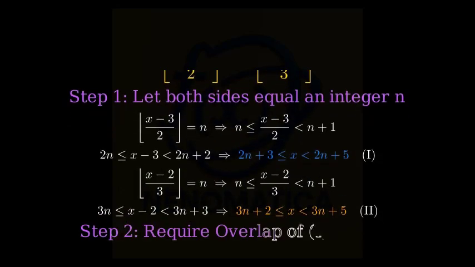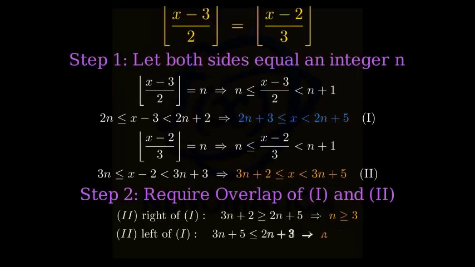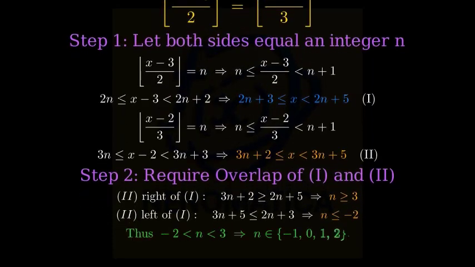Step 2. The equation only has solutions where the two x intervals overlap. If interval 2 lies completely to the right of interval 1, there is no overlap. That condition is 3n plus 2 greater than or equal to 2n plus 5, which gives n greater than or equal to 3. If interval 2 lies completely to the left of interval 1, there is no overlap.